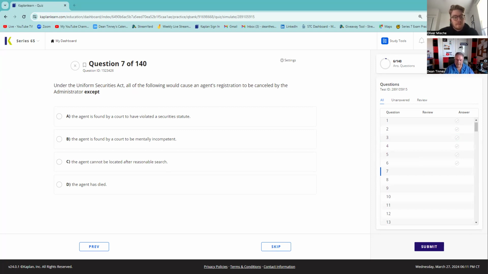Under the Uniform Securities Act, all the following would cause an agent's registration to be canceled by the administrator, except... So it's B and D would definitely be a reason to. Oh wait. Canceled, canceled, canceled.